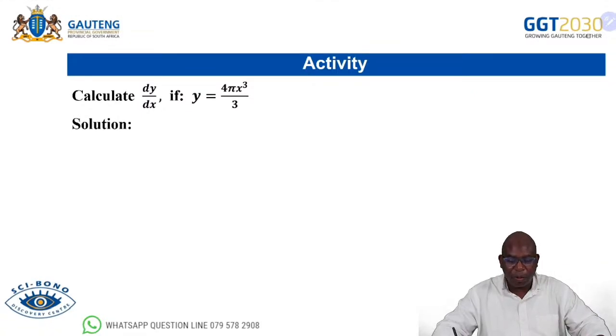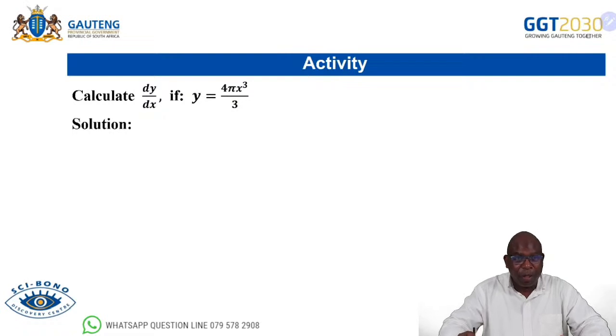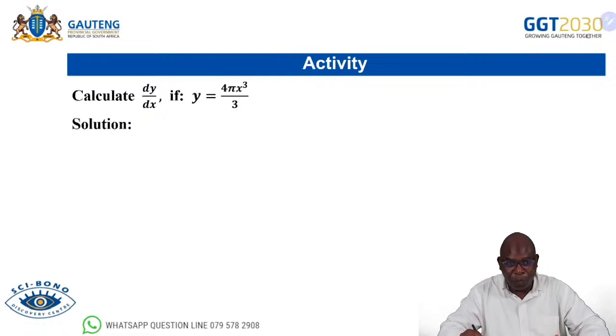All right, this one was quite easy. Now we're differentiating with respect to x also. Calculate dy over dx if y equals 4 pi x cubed over 3. So that one is already fine, so we don't need to do a lot of stuff here.